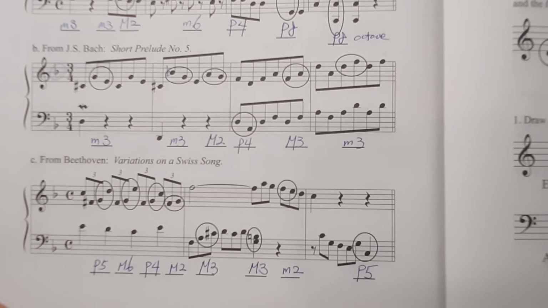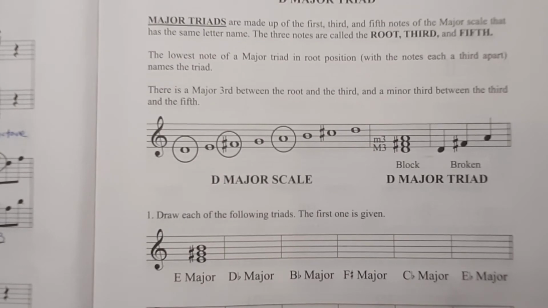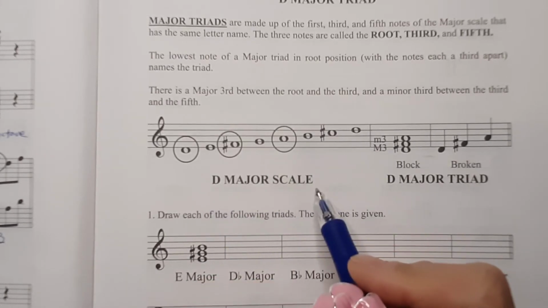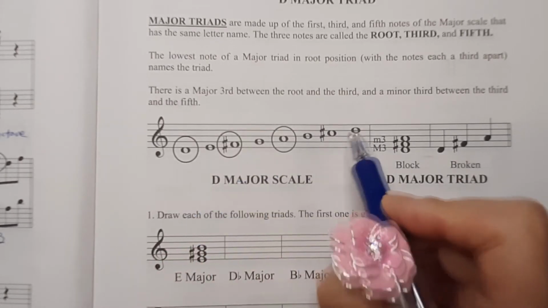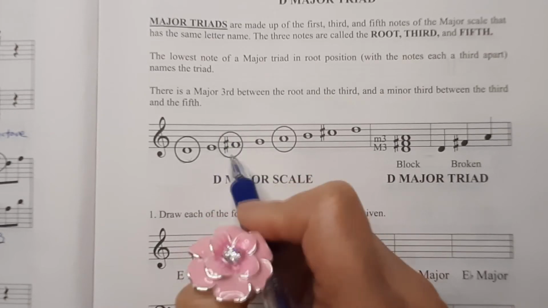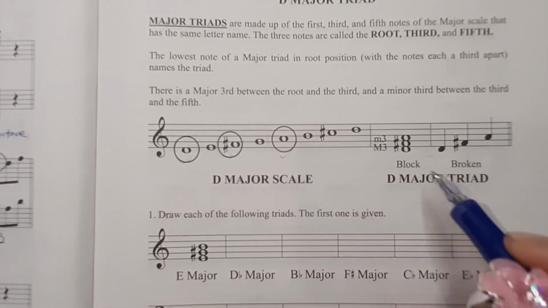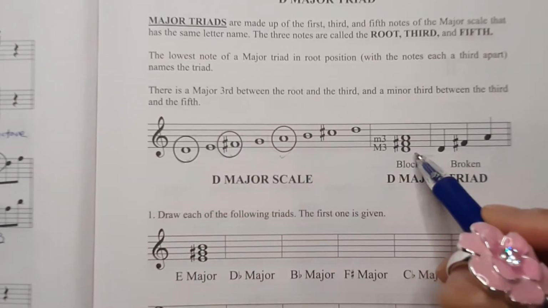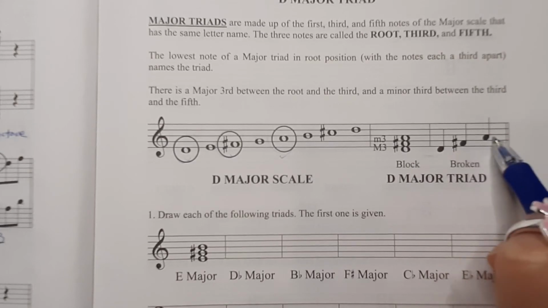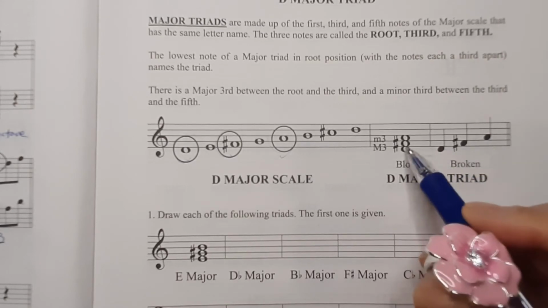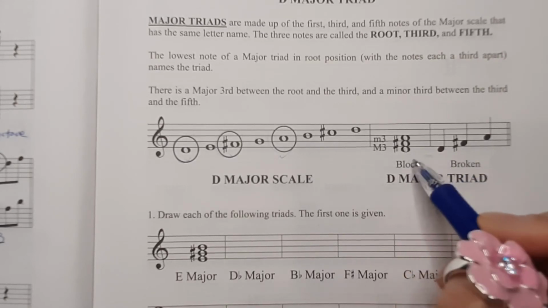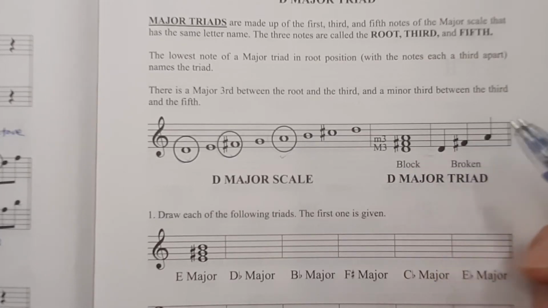Now let's do major, minor, diminished triads. Let's go to page 23. Okay, for major triad, see here, first there's a major scale, D to D. And the first degree, third degree, and the fifth degree. Okay, and this is how you draw them in broken chord, D, F sharp, and A, and block chord, block triad.